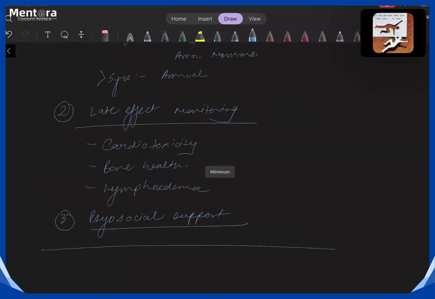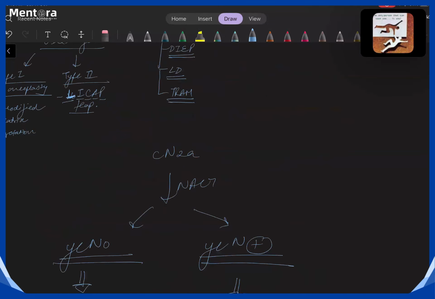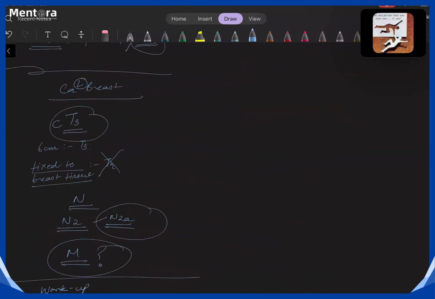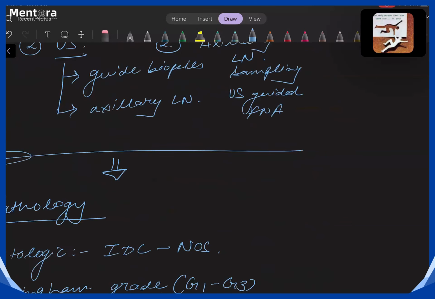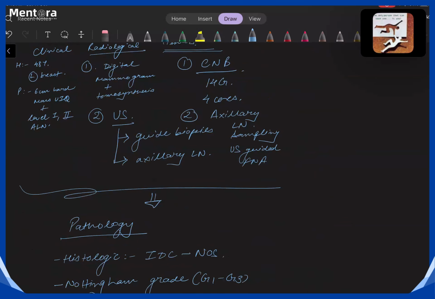So this completes the answer to your question, that was management of a cT3N2A disease, M0 disease. If there are any questions, please do let me know.